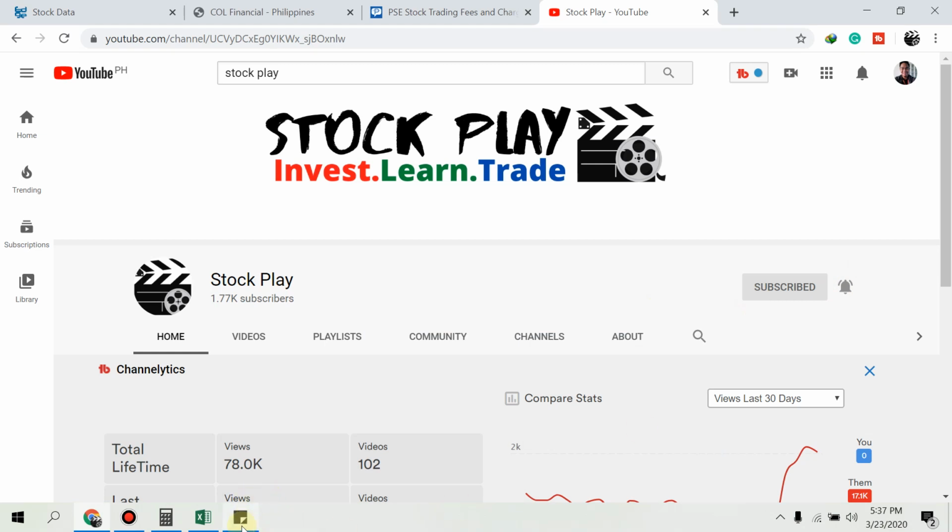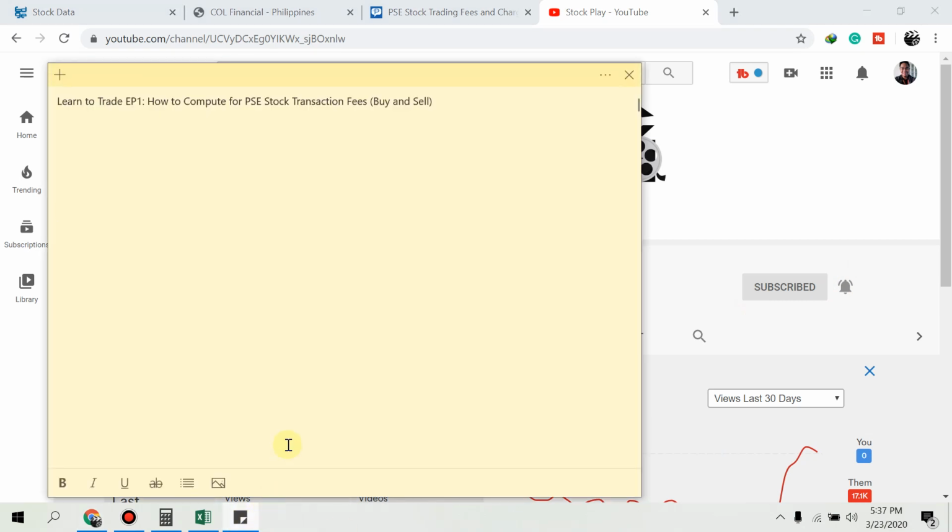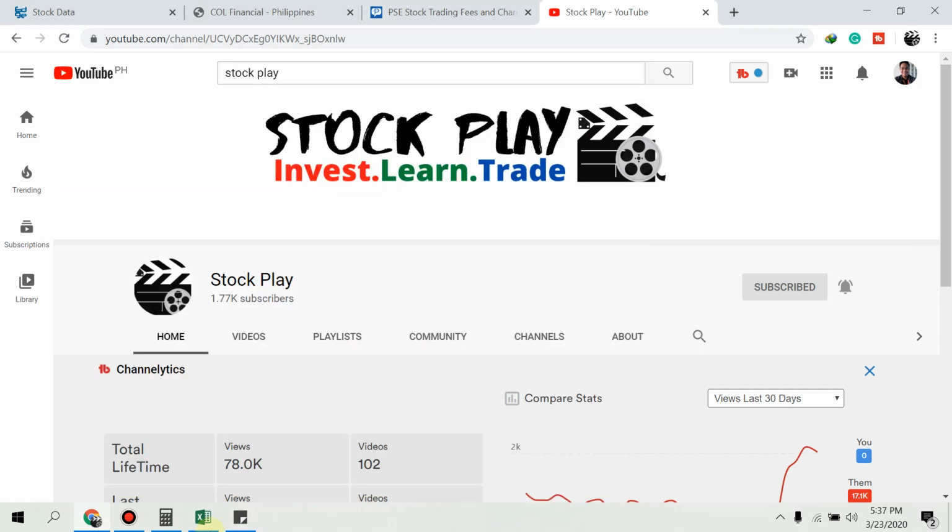So ngayon guys, pag-uusapan natin Learn to Trade episode 1, how to compute for PSE stock transaction fees, both buy and sell. Ito kasi is karaniwang tinatanong, especially ng mga newbie pa lang sa stock market. So ngayon pag-uusapan natin kung paano kino-compute yung mga transaction fees regarding sa pagbili at pagbenta ng stock, no?